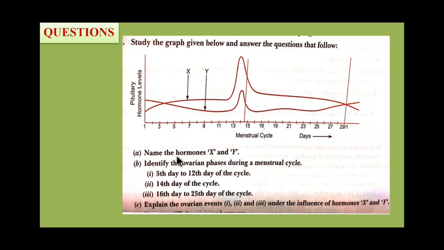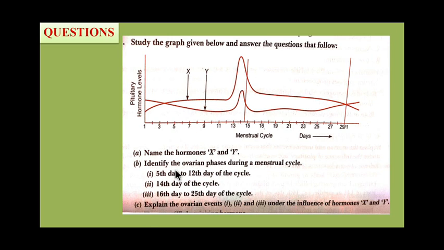So let's take up one question regarding this; this type of question can also come in your exam. Now study the graph below and answer the following question. Name the hormones X and Y. Now this graph is of the menstrual cycle. Here days are given and here pituitary hormone levels are given. So you know these two hormones can be FSH and LH, which are secreted from the anterior part of the pituitary. So X, which is attaining the highest peak, can be LH, and this one is the FSH.